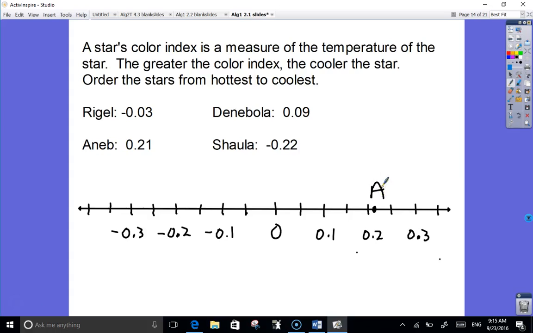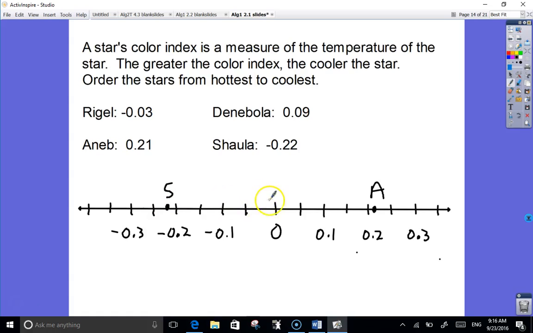Okay, how about Shaula? Negative 0.22. Left or right? Negative numbers to the left. Does it go a little bit to the right of negative 0.2? It goes to the left, right? Because remember that as the numbers get bigger negatively, they go to the left. So that would be right here. I'll put that with an S. Okay, how about negative 0.003?